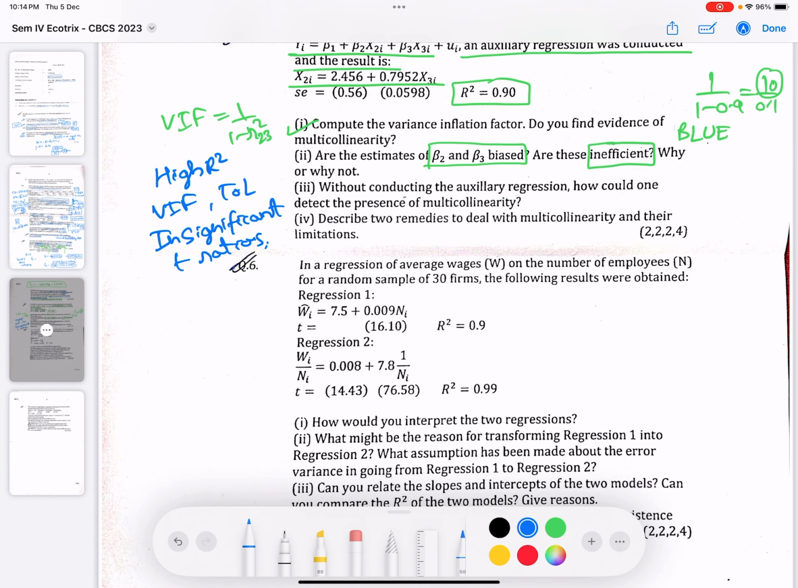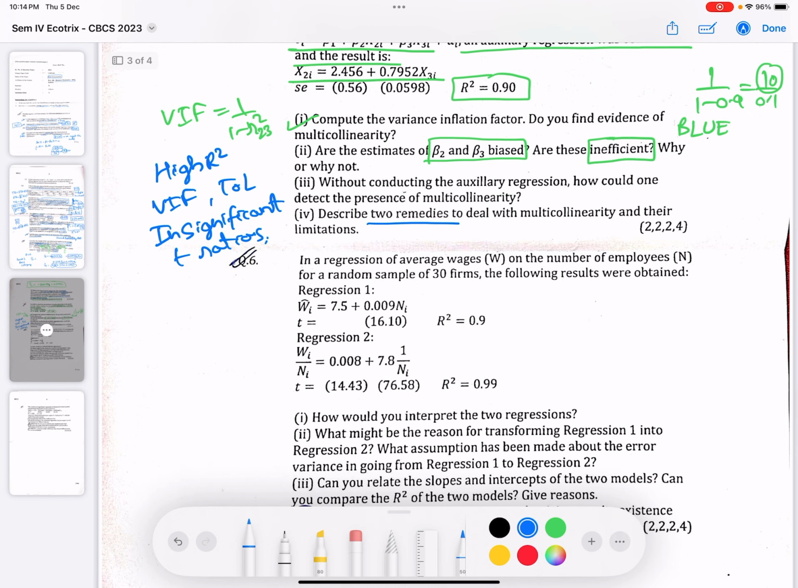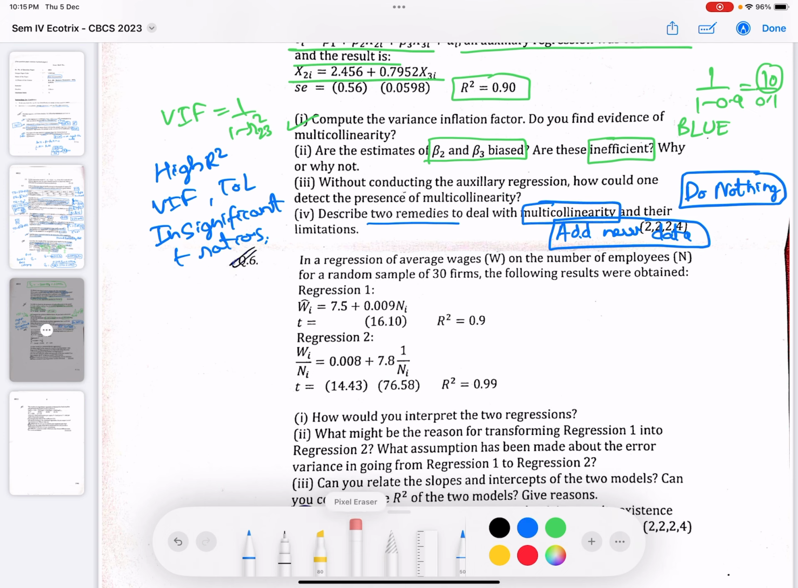Now you are supposed to write 2 remedies to deal with the problem of multicollinearity. First is, you can do nothing because it doesn't impact your estimates. It actually makes your estimates more precise. Second, you can add new data to the model. Multicollinearity is a sample phenomenon, and if you increase the sample size, the problem will automatically disappear.